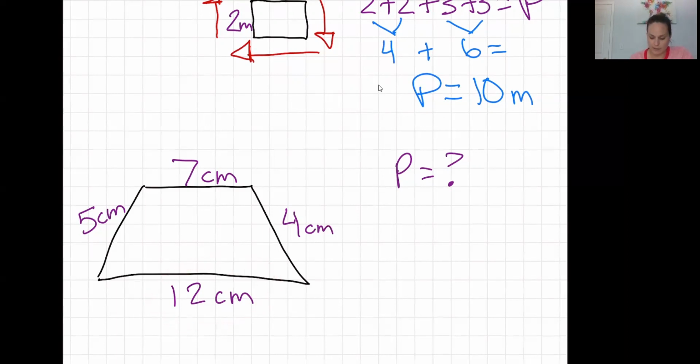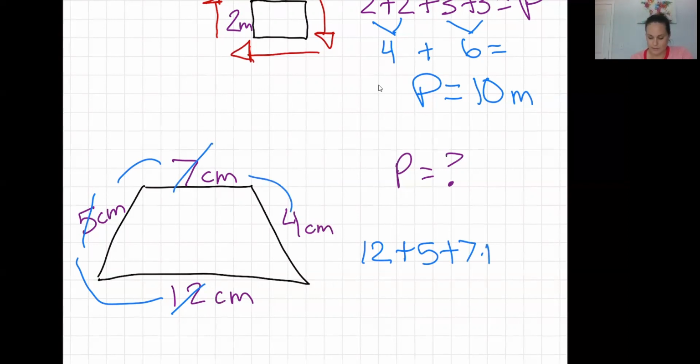So I'm going to start by writing a 12 over in my equation. And then I'm going to cross out my 12. Then I'm going to go clockwise around my shape. And my next number is 5. So I've got 12 plus 5. Cross that one out. Next would be 7. And finally, I've got 4. And that would bring me right back to the start. So if I have a 12 plus a 5 plus a 7 plus a 4, that'll give me the length of fence or the length of rope, whatever it is, to connect this shape and trace the outside edge of it. Then my last step is to just combine these and find out what I need.